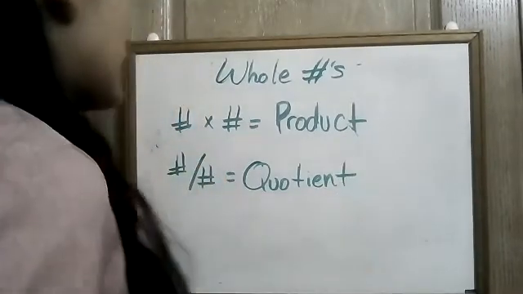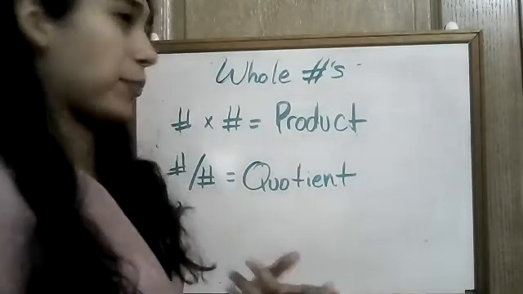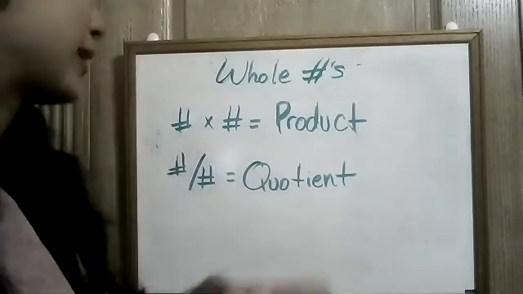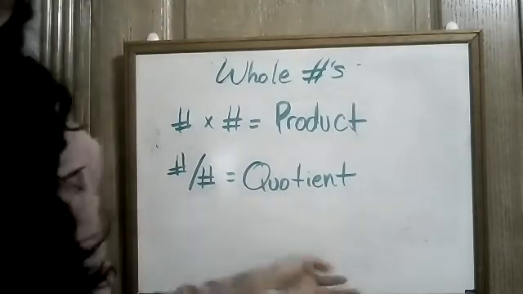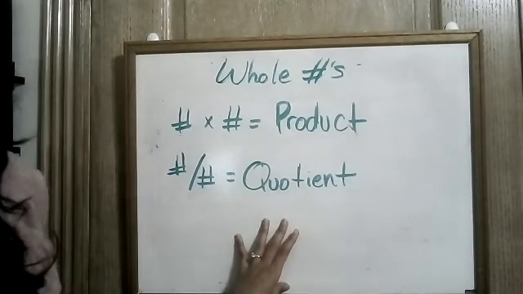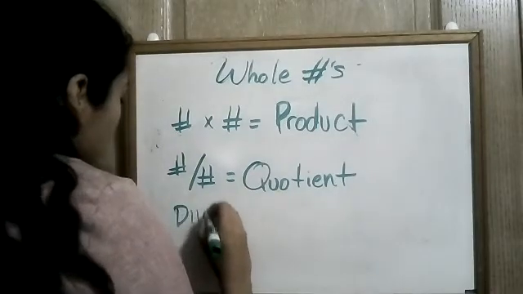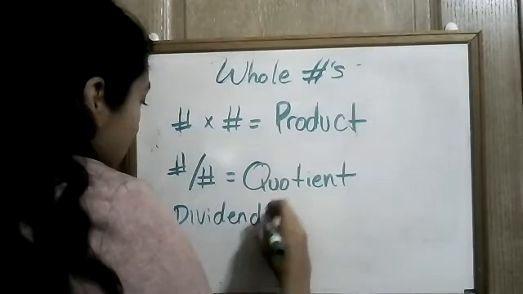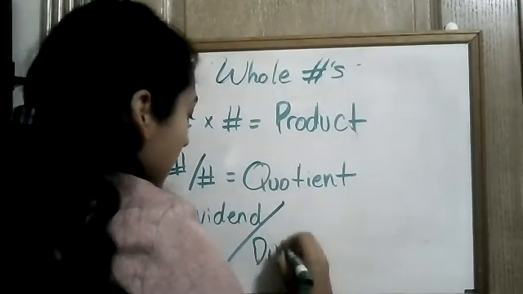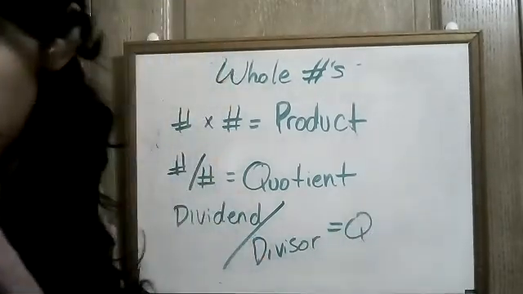And a quotient is just such an unusual word. You don't normally hear that outside of math. You hear the product, you can hear the sum, the difference. You hear the difference very often, but quotient, who comes up with that? Now when you're dividing, there's actually other little vocabulary you need to know. So you have the dividend divided by the divisor, and all of that becomes the quotient.